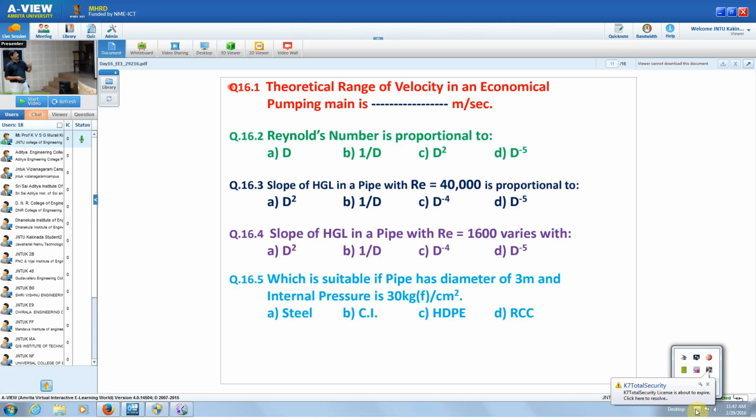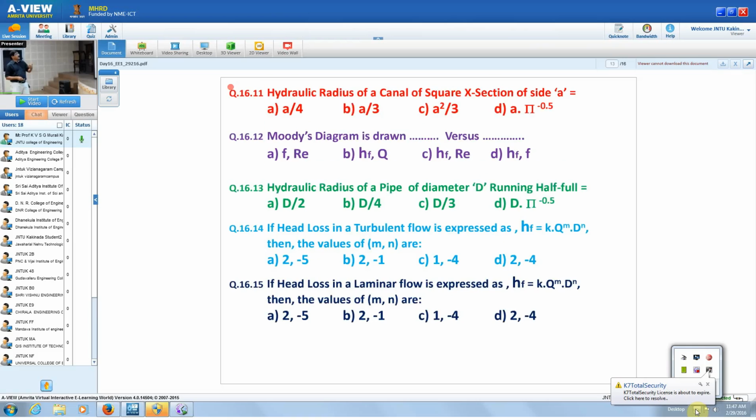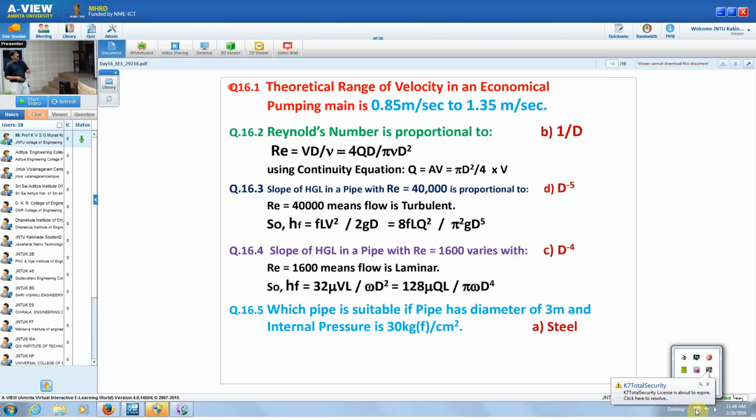Go to 12, 13, 14. Yeah. These are the solutions. What is the theoretical range of velocity in an economical pumping main? What is the formula connected to that? You have done it already, that economical diameter D is equal to 0.97 root Q to 1.22 root Q.